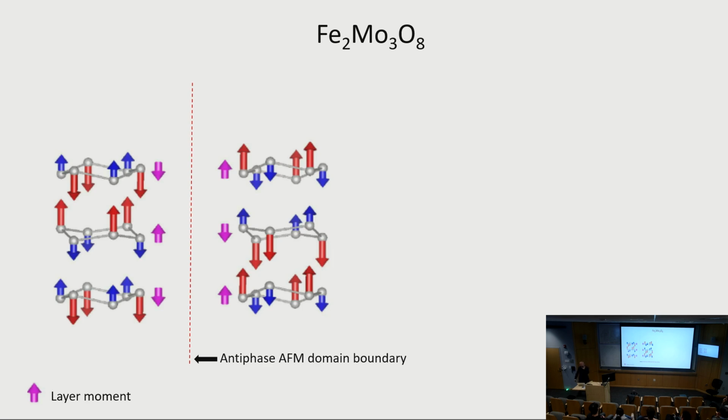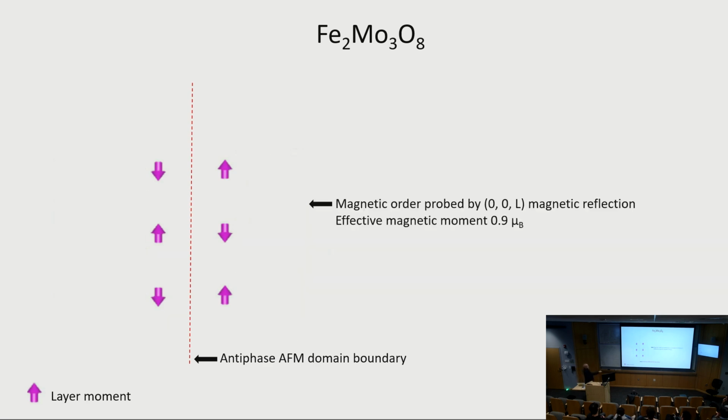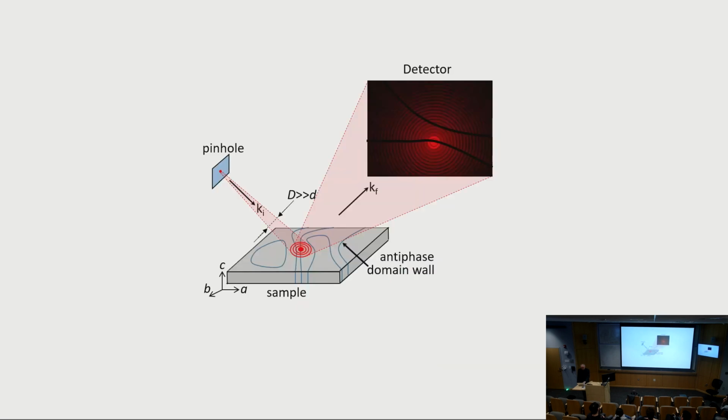And we use the specific magnetic Bragg reflection, which was only sensitive to the net moment of the layer. This is the 0, 0, L reflection in this case. So this is actually the type of the antiferromagnetic order and the type of the antiferromagnetic domain boundary that we are probing in this experiment. All right. Once again, this is the idea, right? Domain boundary going through the beam, its shadow on the detector.